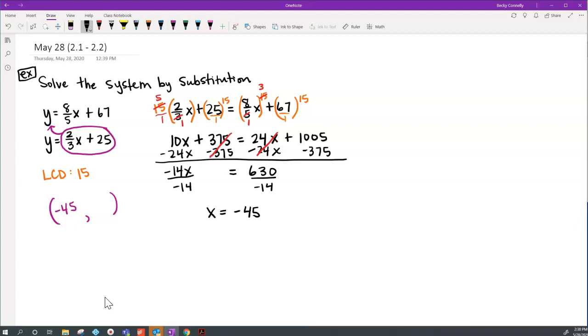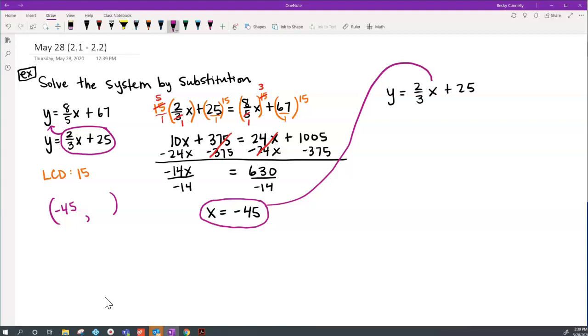And so to do that, I just need to choose one of my two original equations. I'm going to choose the bottom one, but it doesn't matter which one you pick. And then I'm going to take what I came up with for my x, that negative 45, and put that in place of x there. All right, and then all I'll have left to solve for is my y. So then I'd have y equals 2/3 times, in place of x, I'm going to put negative 45, and I'll put it as negative 45 over 1, just because we already have a fraction there. So I'll make that into a fraction, and then plus 25.